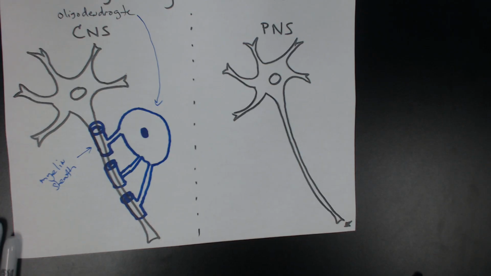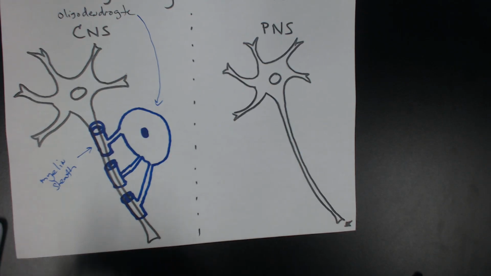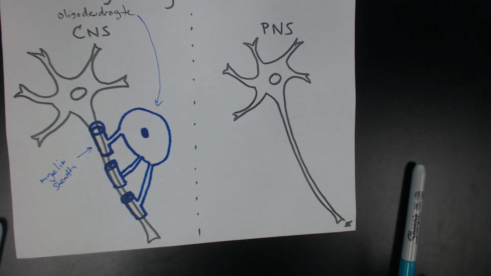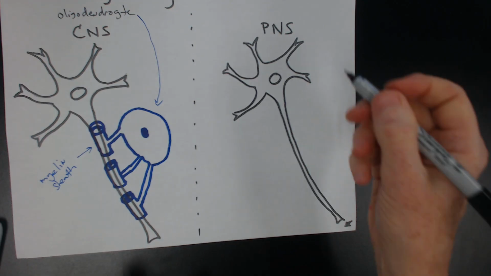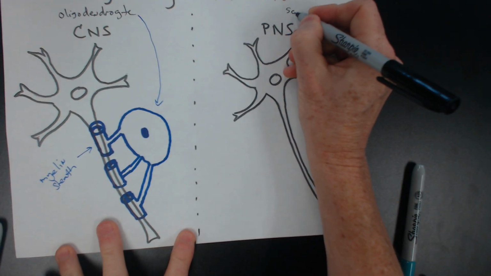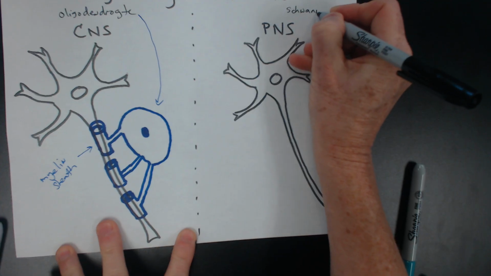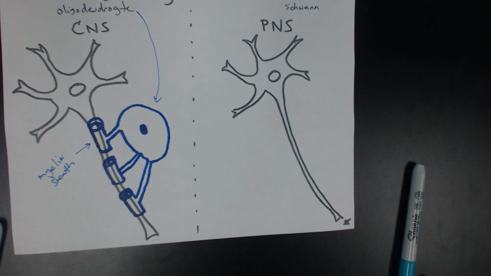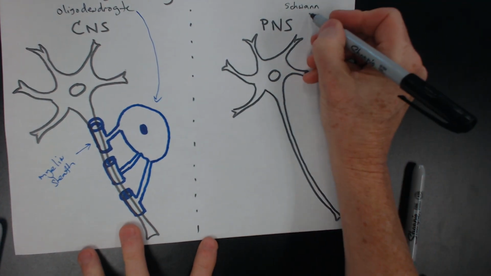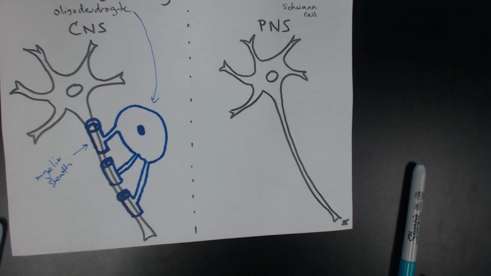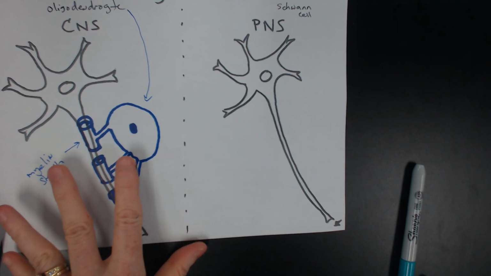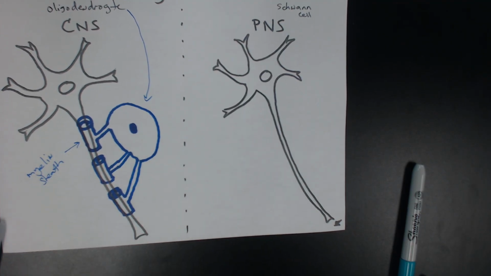PNS is similar, just a little bit different. The PNS has a specific kind of myelinating glial cell. Does anybody know the name of that one? It's going to be your Schwann cell. S-C-H-W-A-N-N. That's a Schwann cell. Okay, oligodendrocytes are in the CNS exclusively. Schwann cells are in the PNS exclusively.